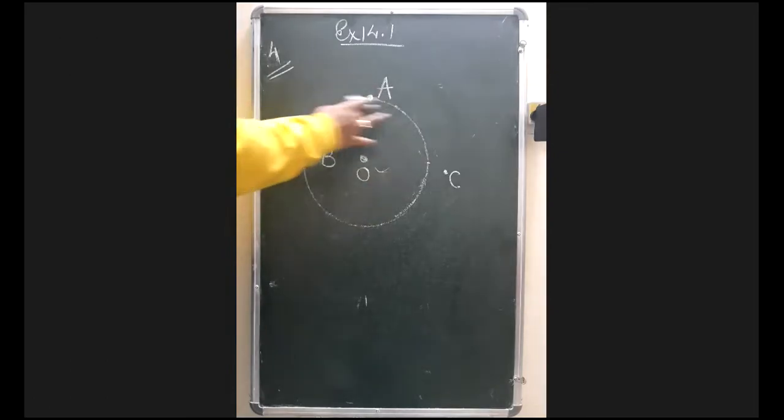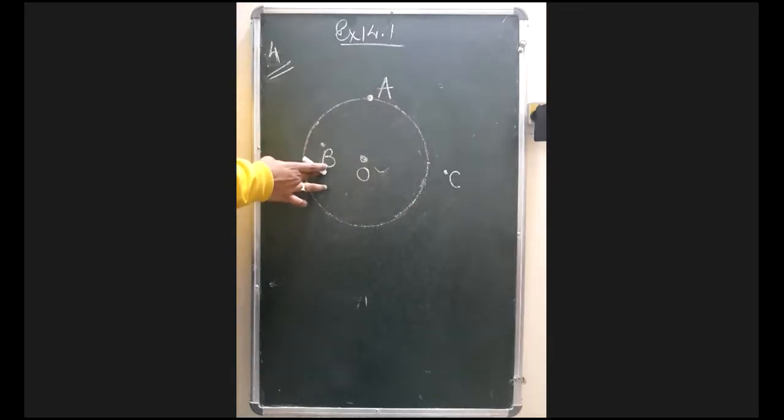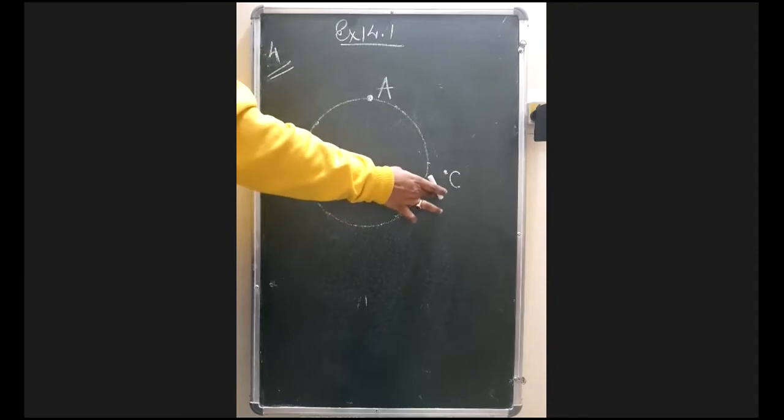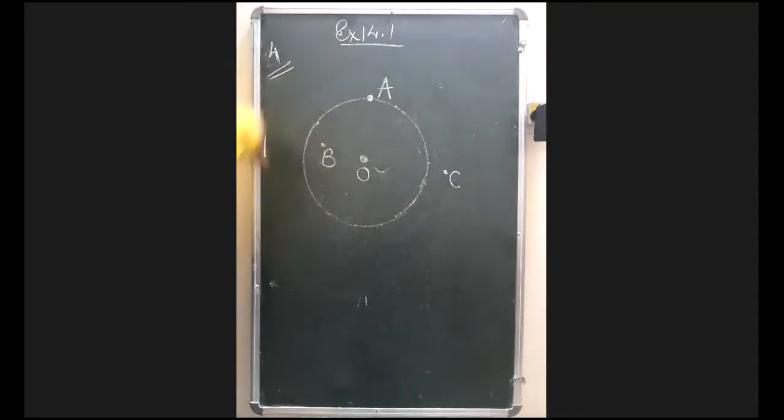In the interior you can take it anywhere. I have marked it here. You can take it anywhere. And then point C should be in the exterior. In the exterior also, there is a very big portion. You can take it anywhere in the exterior. So A, B, C, you have to mark the points in such a way.